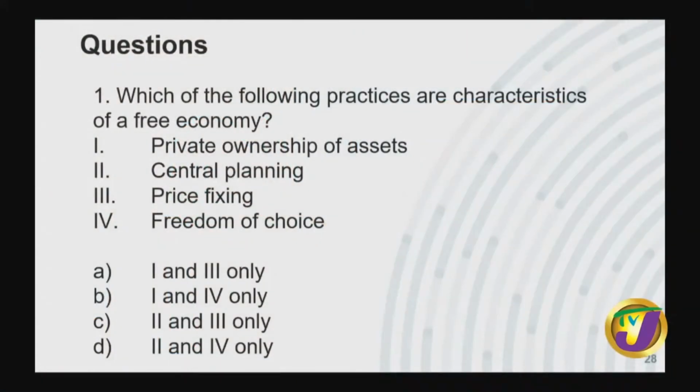The first question here: which of the following practices are characteristics of a free economy? Private ownership of assets, central planning, price fixing, or freedom of choice? So is your answer A, looking at 1 and 3, which is private ownership and price fixing, no? Or, yes, so your answer will be 1, private ownership of assets, and number 4, freedom of choice. So your answer there would be B.